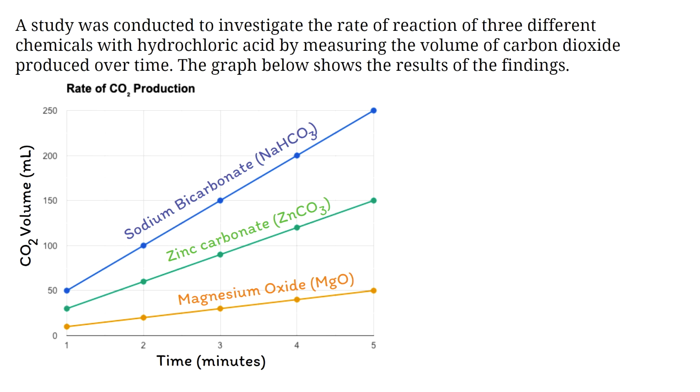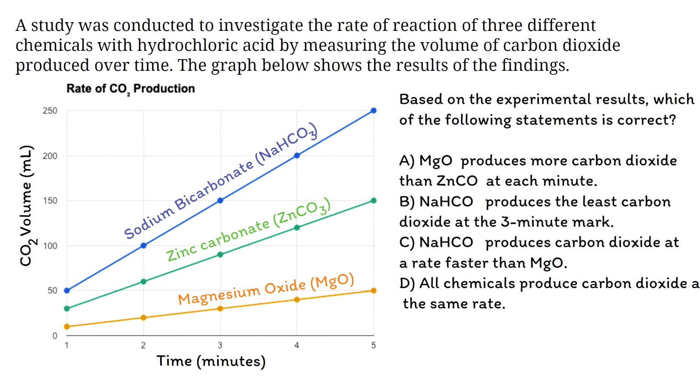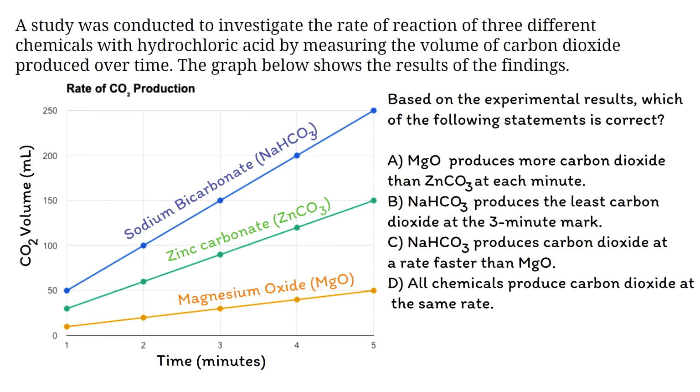A study was conducted to investigate the rate of reaction of 3 different chemicals with hydrochloric acid by measuring the volume of carbon dioxide produced over time. The graph below shows the results of the findings. Based on the experimental results, which of the following statements is correct? I don't want to read the answer choices twice, so let's go right into answering it.